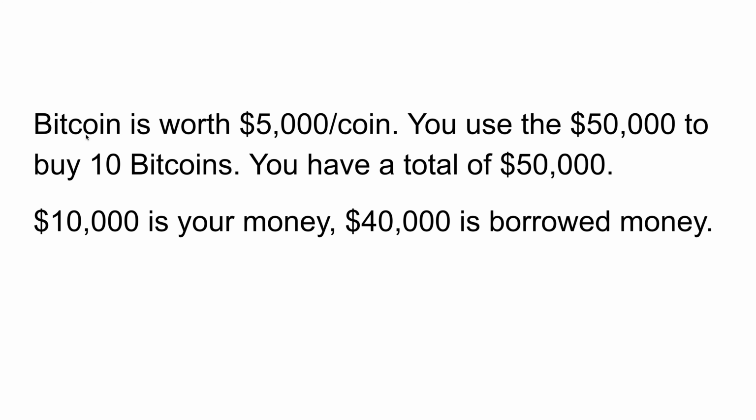So let's just say Bitcoin is worth $5,000 per coin. It's pretty cheap, well, I guess compared to prices right now, but let's just say it's $5,000 a coin, and you use the whole $50,000 that you've got, right? So $10,000 is yours, and the $40,000 is what you've borrowed, and you use this to buy 10 Bitcoins. Now you have a total of $50,000 worth of Bitcoins, right?